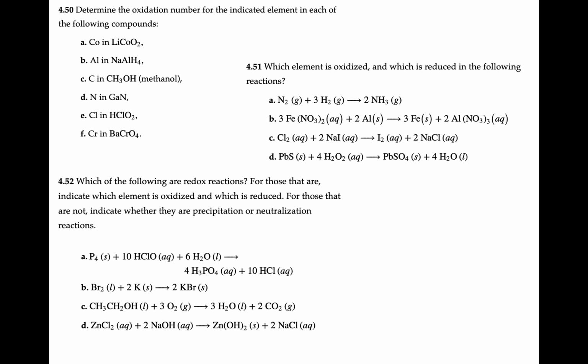their oxidation number. Here's an example where you have to identify which reactions are redox reactions, and if they're not, are they precipitation or neutralization? I would add to that, if they're precipitation or neutralization, try to write a net ionic equation and identify the spectator ions.